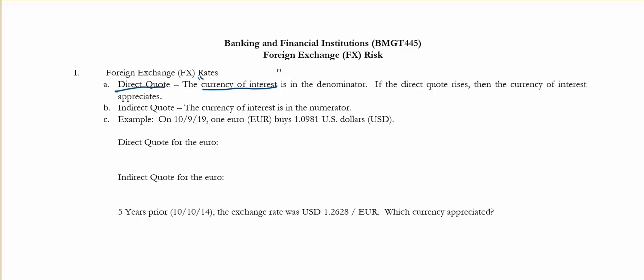Now the currency of interest from the United States perspective, if we're talking about foreign currencies, is probably going to be a different currency than the US dollar. Now an indirect quote would put the currency of interest in the numerator. So the difference is where we put that. Let's do this example. Hopefully it will make sense. On October 9th, 2019, 1 euro bought 1.0981 US dollars.